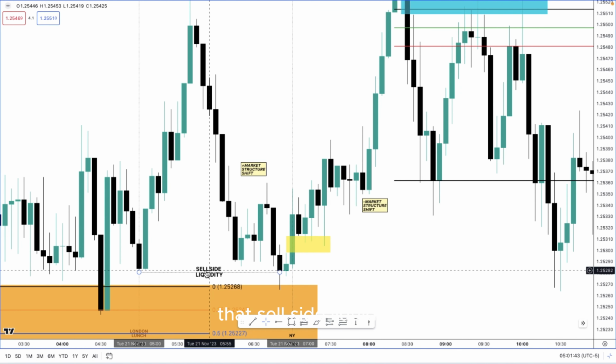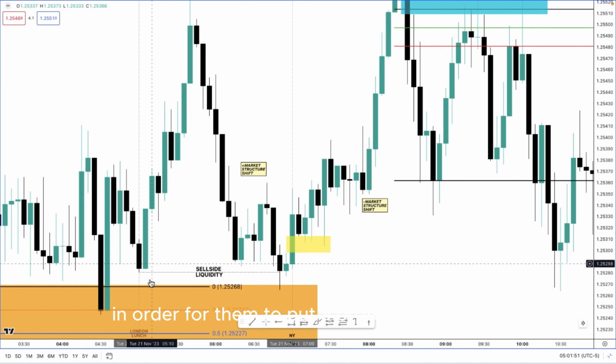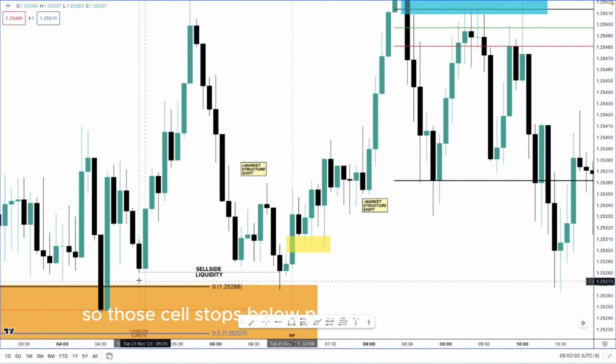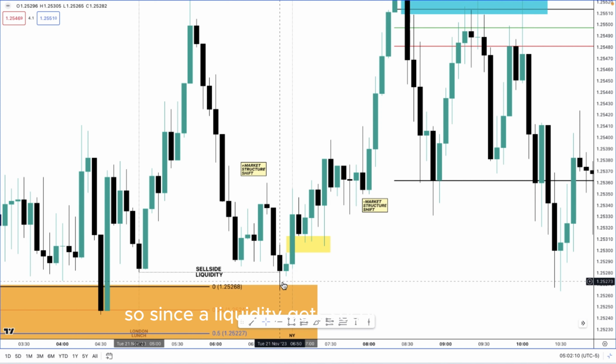That's sell side liquidity. In other words, when price was going up, the traders that were buying, in order for them to put a protective measure, they would put a stop. They'll put a sell stop to protect the buy position they're in. So those sell stops below previous lows, we call that sell side liquidity. So sell side liquidity gets taken out there.